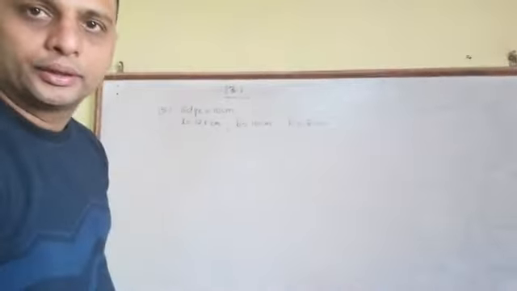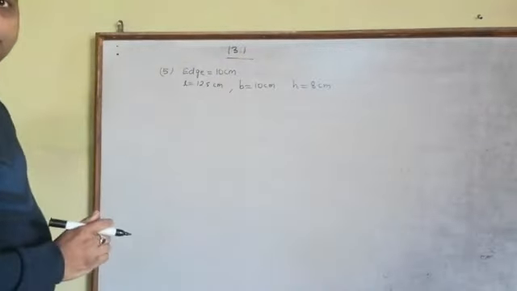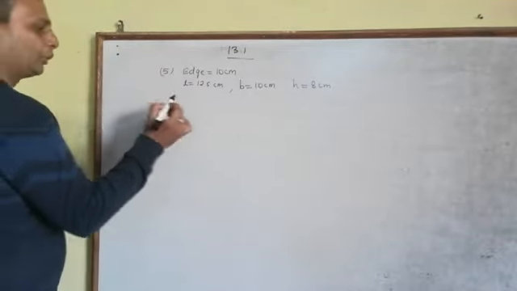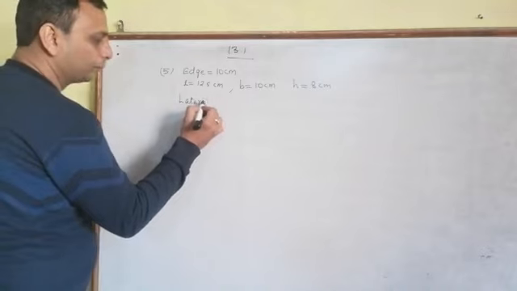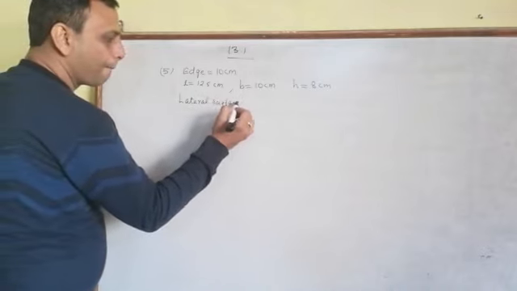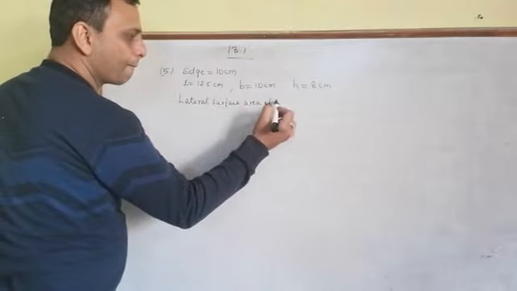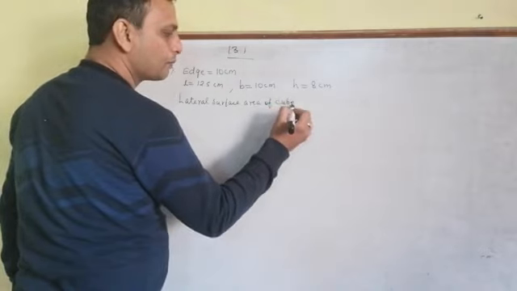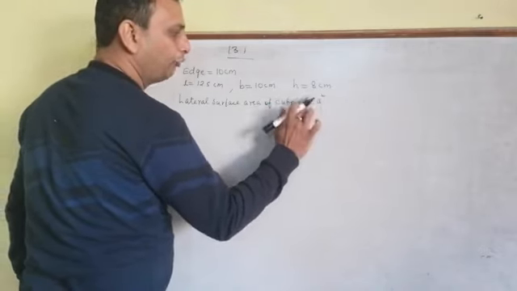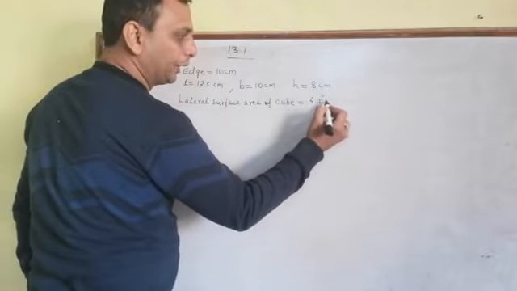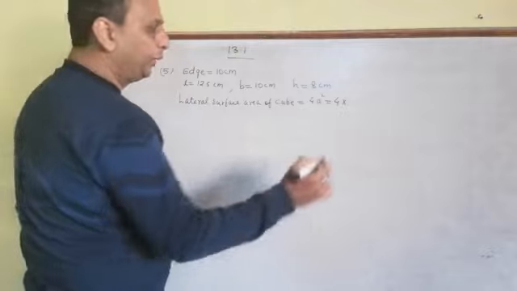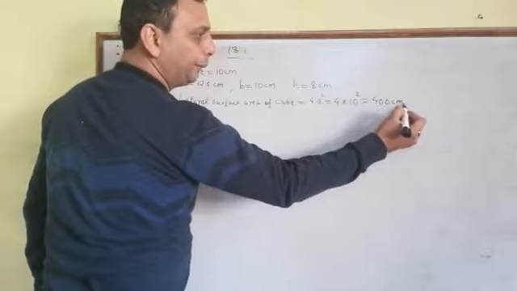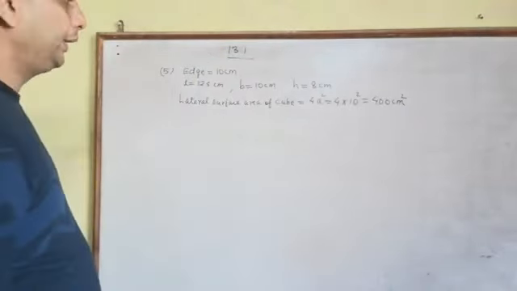So what we will do? We'll find the lateral surface area for both, the lateral surface area of cuboid and lateral surface area of cube. So the lateral surface area of cube is 4a square. I have already given this formula in the previous class. 4 multiply, what is the value of the side? 10 square. 10 square is 100. 400 centimeter square is the answer for the lateral surface area of cube.